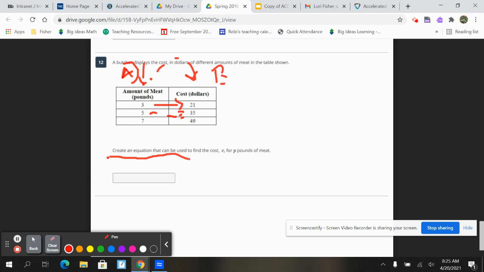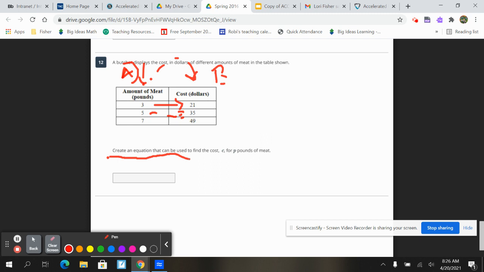Create an equation that can be used to find the cost for P pounds of meat. Now, give me the numerical answer to this. What do you got? What is it? Children, this is like a participation thing. You can yell it out. 3 times what gives me 21? 5 times what gives me 35? 7 times what gives me 49? Okay, well, nobody was going to say that, so I guess we'll have to do it the hard way.